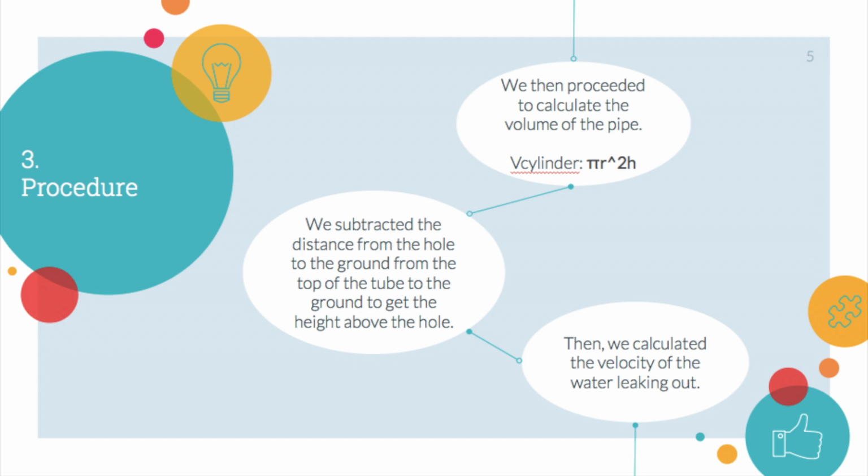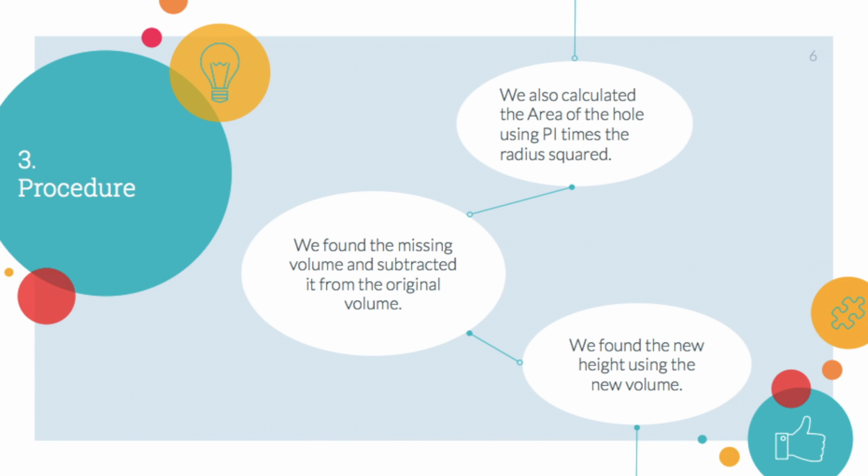Then we calculated the velocity of the water leaking out. We also calculated the area of the hole using pi times the radius squared. We found the missing volume and subtracted it from the original volume. We found the new height using the new volume.